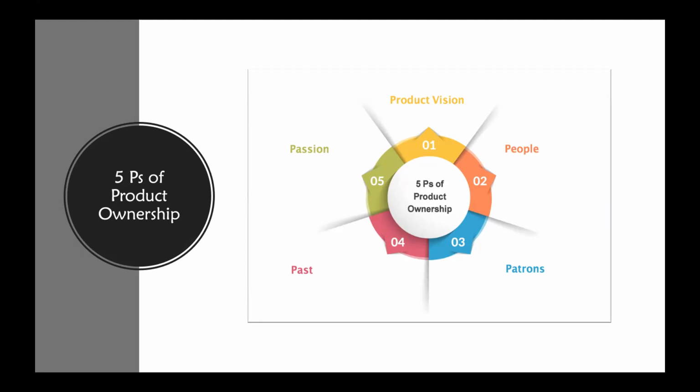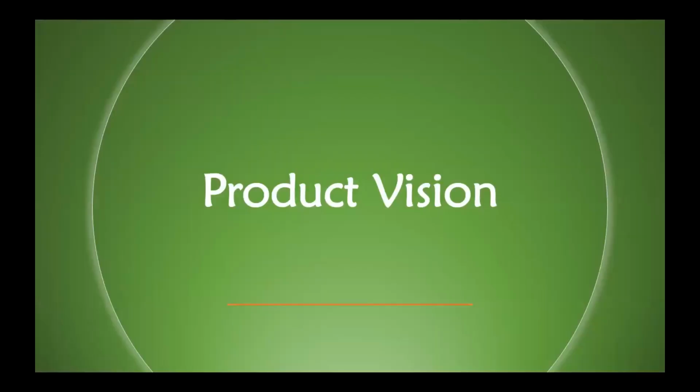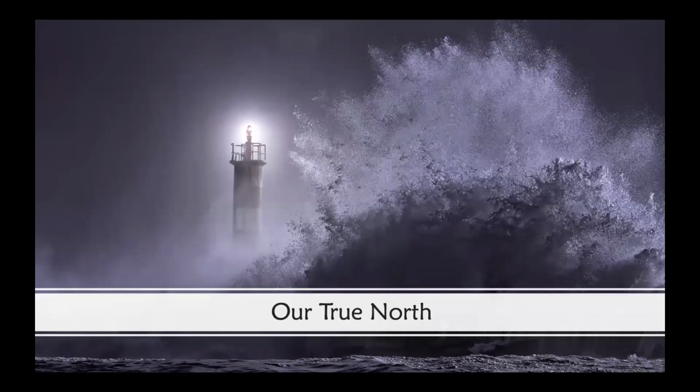So let's get started. First, we're going to begin with product vision. What is product vision? Our product vision is the core of where we start. It is a short, clear, concise statement that tells us what we are doing and why. It is our true north. It's like the lighthouse in the middle of a storm that tells us, are we on the right path? Are we heading in the right direction? Do we know where we are going?